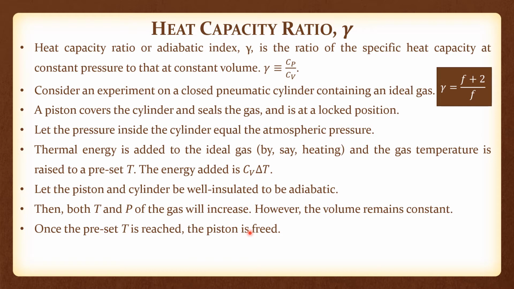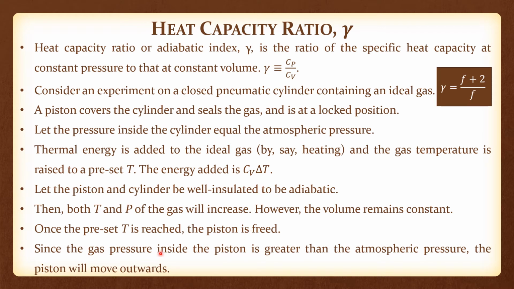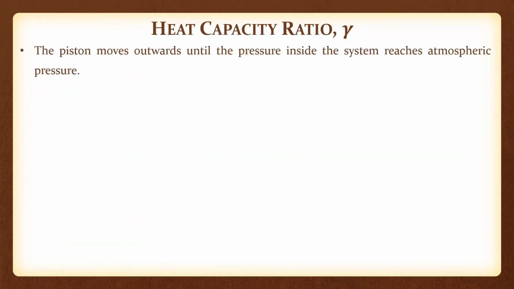Once the preset temperature is reached, the piston is now free to move. Now the next step of the process unfolds, where one of the boundaries, which is that of the piston, is a moving boundary. Since the gas pressure inside the piston has increased beyond the initial pressure, which is the atmospheric pressure, the internal pressure at the piston boundary is greater than the external pressure. So the gas will expand, and the piston will move outwards until the internal pressure reaches the same as the external pressure, until you reach mechanical equilibrium, which means both pressures are equal to atmospheric pressure.